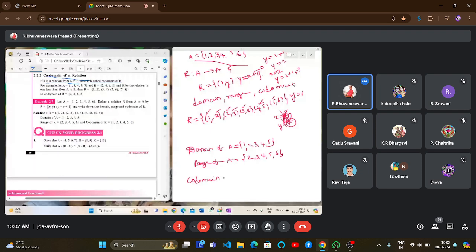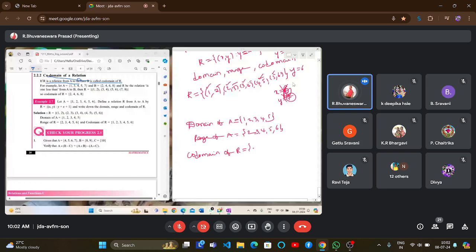Codomain means codomain of R. See, if R is a relation from A to B, then B is called the codomain of R. Here the relation is from A to A, so whatever is in set A, this is also the codomain.